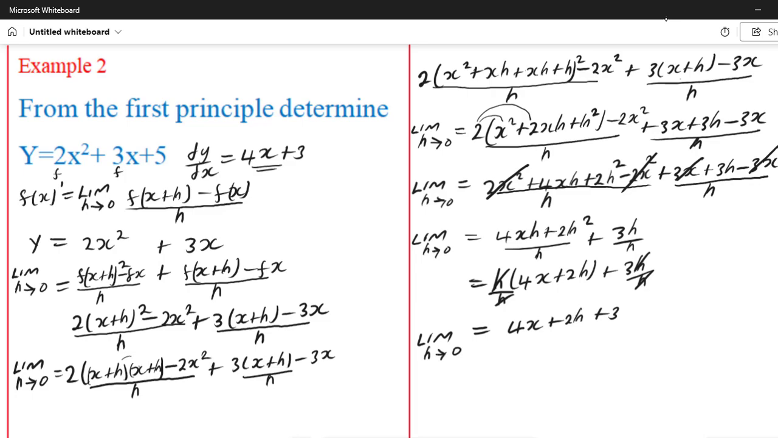So we will have 4x plus 2 times h, h is a very small value, so it is 0, multiplied by 0, plus 3. So this one will give us 4x plus 3 as our answer when we differentiate 2x squared plus 3x using the first principle. So the answer that we get here, 4x plus 3, is the same answer we got when we differentiated directly over dy/dx.